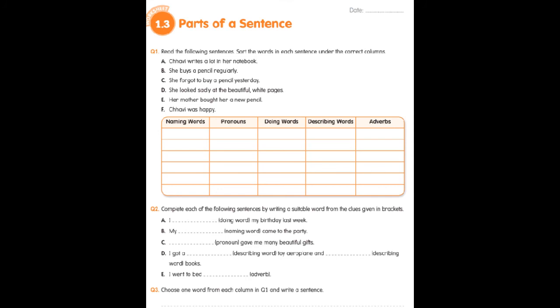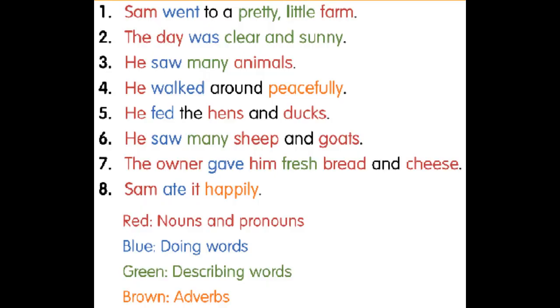We should also pay attention to the correct order of words in each sentence. This is very, very important. You must remember to use a, an, or the before a naming word when we use them in a sentence. For example, Sam saw many hens and ducks. He fed the sheep and goats. The animal ate it happily. So like this, you also make more sentences.